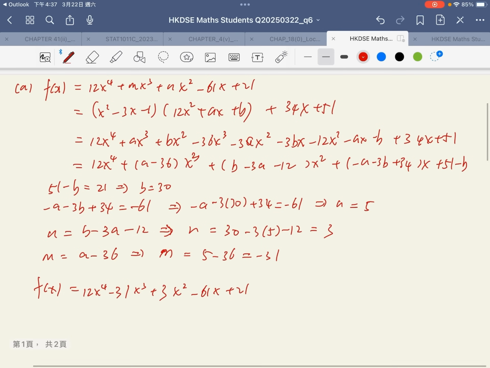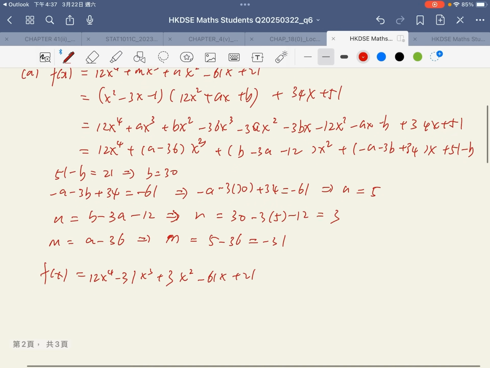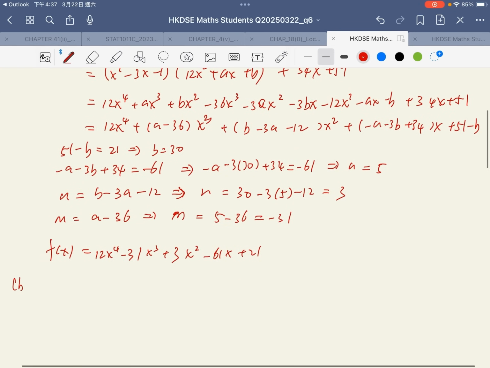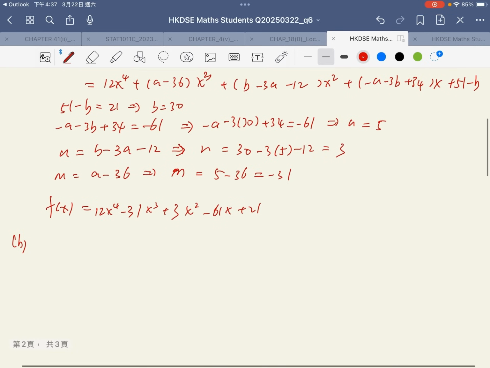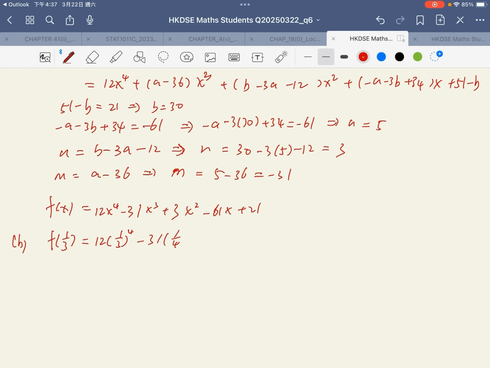Okay, that is the function of f(x). Now for part B, 3x minus 1 is a factor of f(x). I only have to put 1 over 3 into the function and see whether it is 0 or not. But given the style of this question, it should be yes. I am absolutely sure we can obtain the value equal to 0.